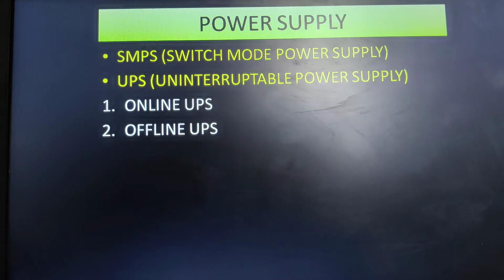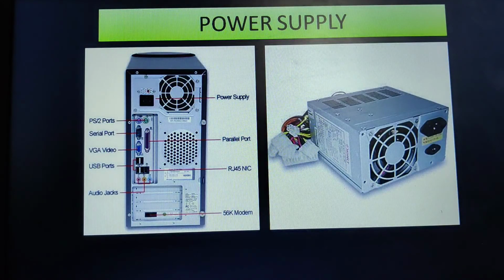All computers come with a power supply. There are basically 2 types of power supply that can be connected to the computer system. One is SMPS, that is a switch mode power supply, or it might be the UPS, that is uninterruptible power supply. Now let us see what exactly this switch mode power supply is.